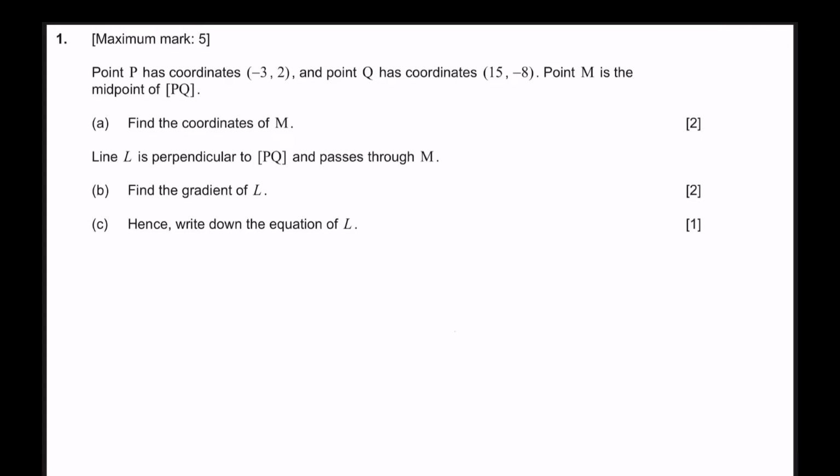Hello everyone, welcome back to IB360. Today we'll be solving Math AASL Paper 1 of Time Zone 1, and this is for the May 2023 attempt. So let's start with the first question.